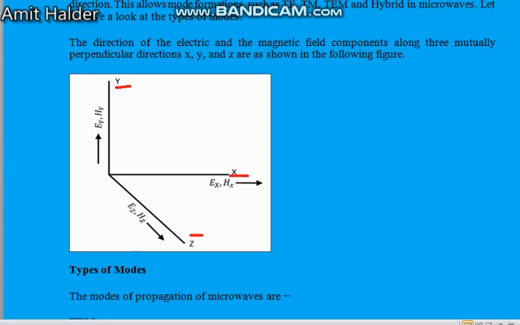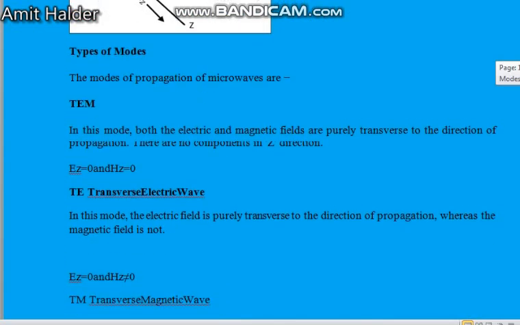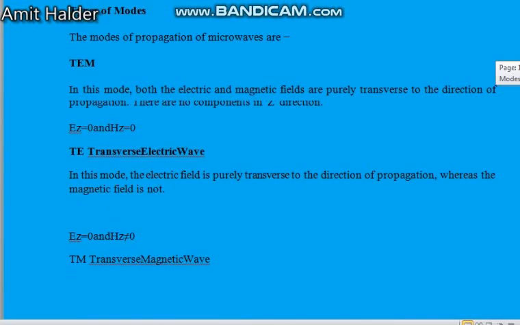So in this particular section, how can we identify the modes? What are the modes? You have to know. Modes are the thing where the electromagnetic wave front is generated. That's the thing. So the modes of propagation of microwaves are of three types.